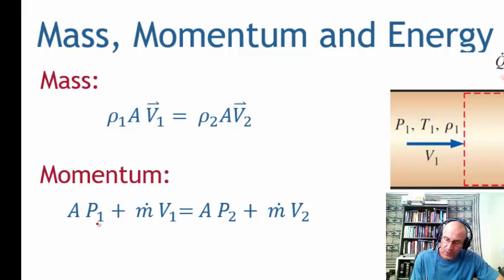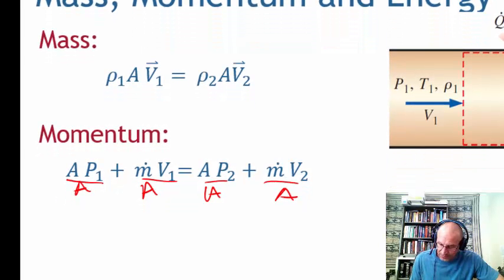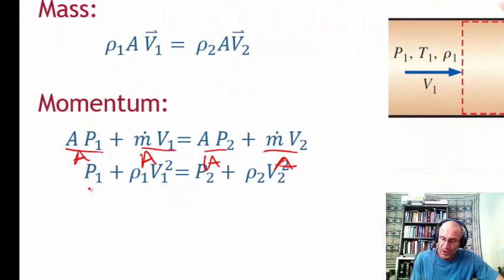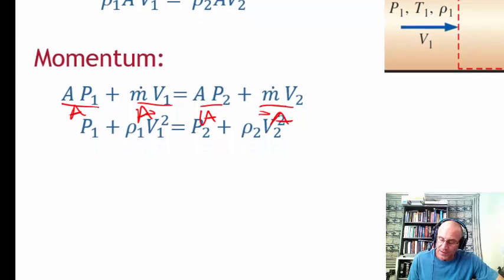And so if we go ahead and just divide all of those terms by the area, we can actually get a slightly different form of this equation, which is this here, where now I have the pressure, and now I've got the density times the velocity squared on these two terms here. So that's the momentum balance, just a slightly different form, because with a constant area we've canceled that out.